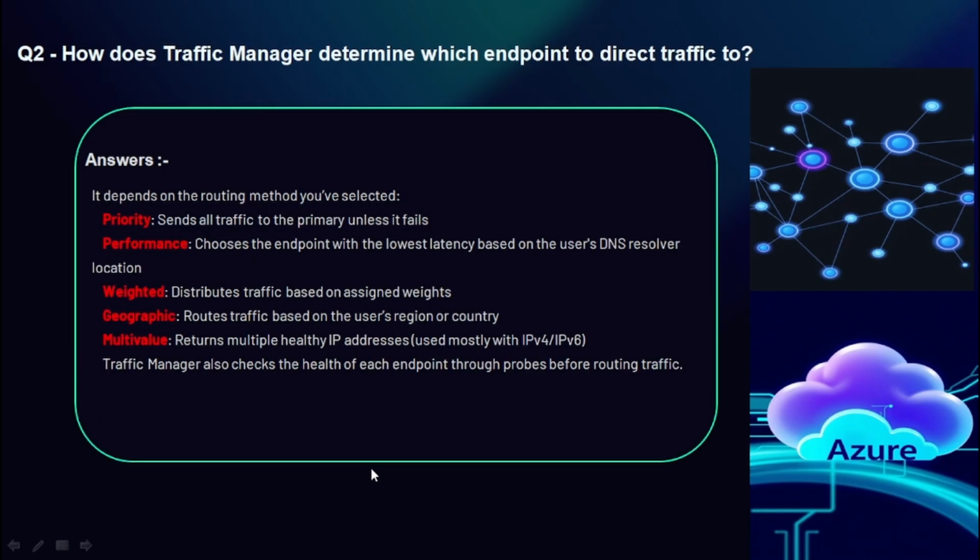Now next question. How does Traffic Manager determine which endpoint to direct traffic to? Answer is, Traffic Manager uses different routing methods such as priority, weighted, performance, geographic, and multi-value. Based on the selected routing method and the real-time health of each endpoint, Traffic Manager decides which endpoint should serve the request.